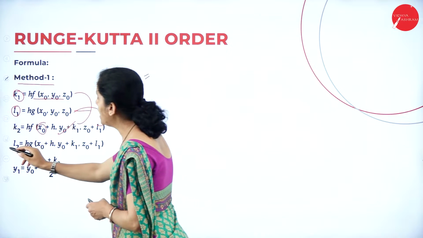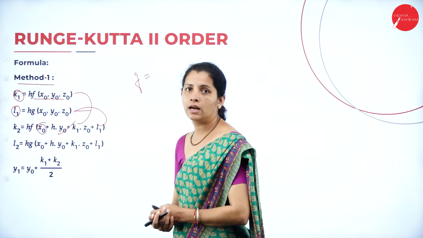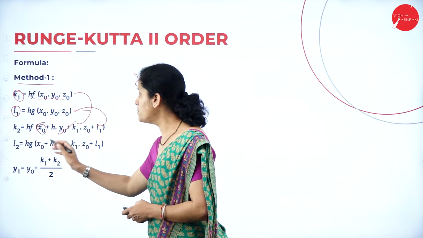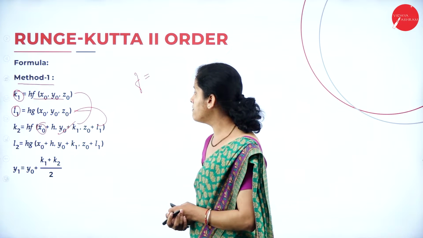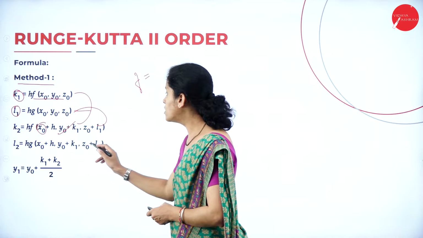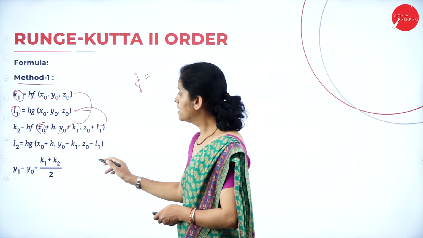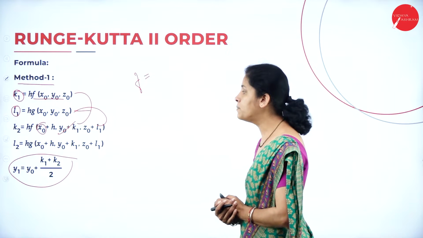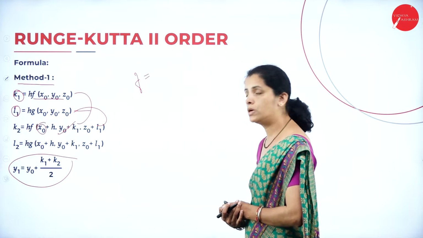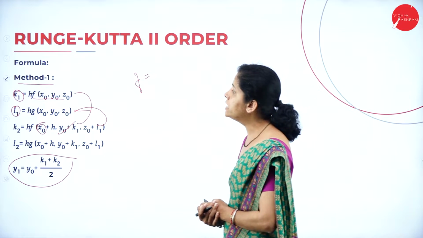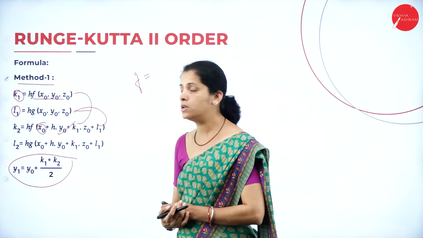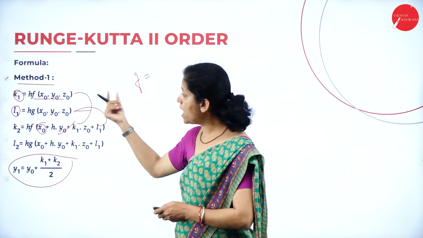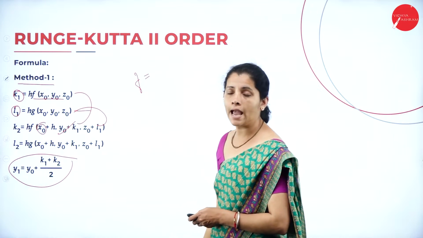Now, to find L2, once again I'm going to consider the second order derivative, that is g. So, x naught plus h, y naught plus K1, then z naught plus L1. Now, what is y1? y1 is nothing but y naught plus K1 plus K2 divided by 2. Anyway, dear student, while solving the problem, I will explain how to find K1, L1, K2 as well as L2.